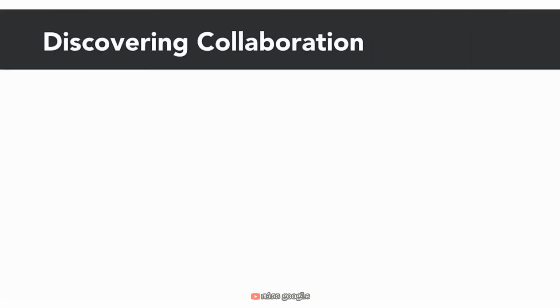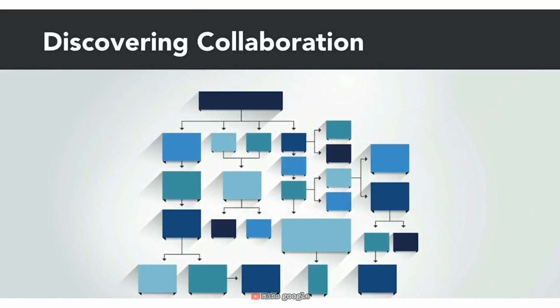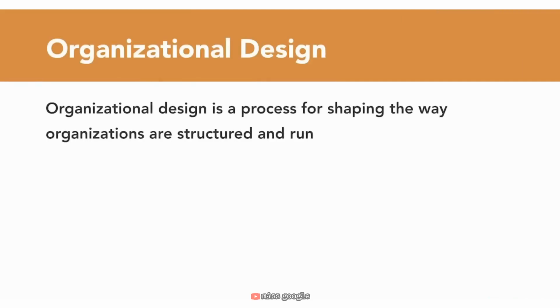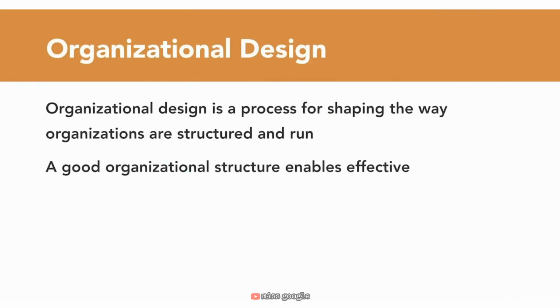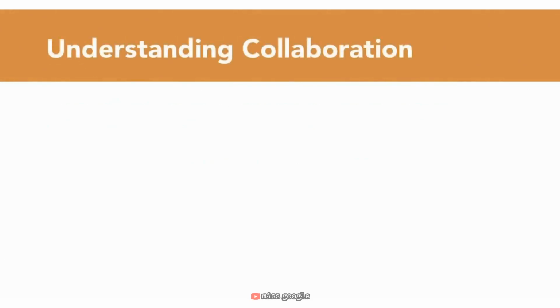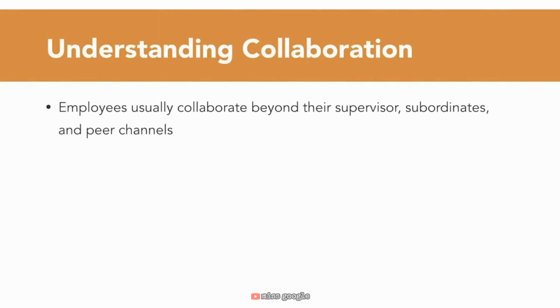In this video, I will review the principles behind organizational design and how AI can help with that. Organizational design is a process of shaping the way organizations are structured to run. The goal is to come up with an organization that will help individuals to focus on their goals and collaborate effectively with one another. It should create seamless workflows and encourage teamwork. Collaboration is one of the key aspects of how businesses are run and work happens. Employee collaboration is no longer limited to their supervisor, subordinates, or peers. They usually collaborate beyond their reporting structure.